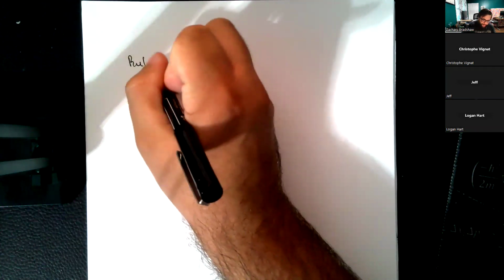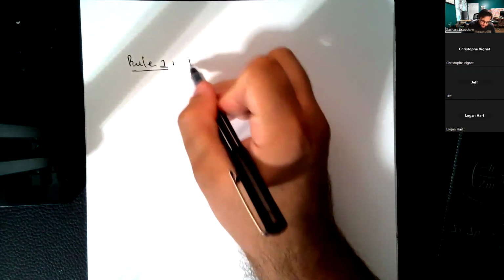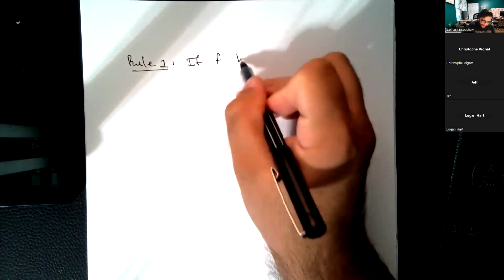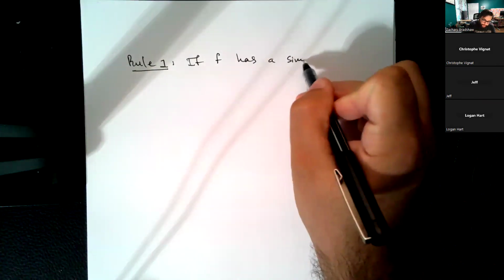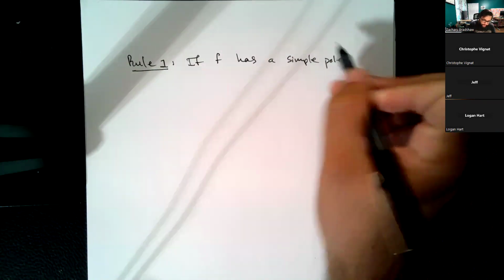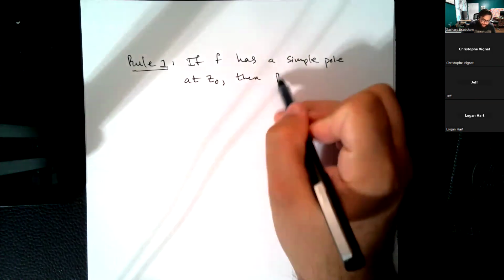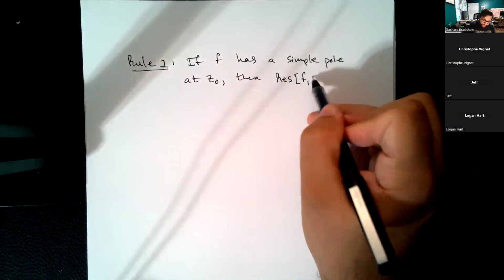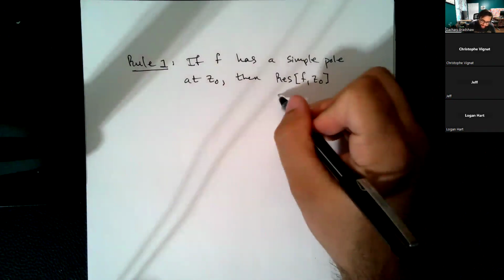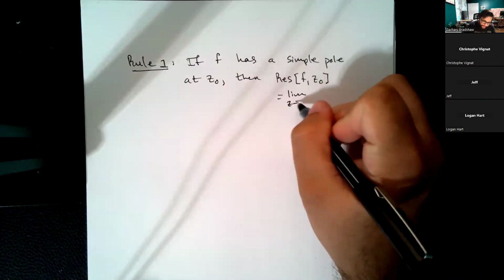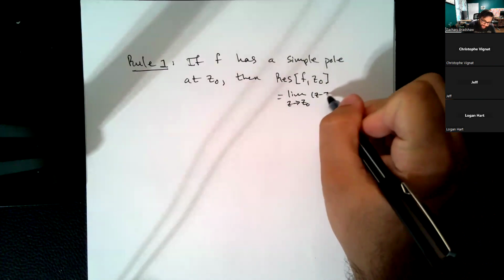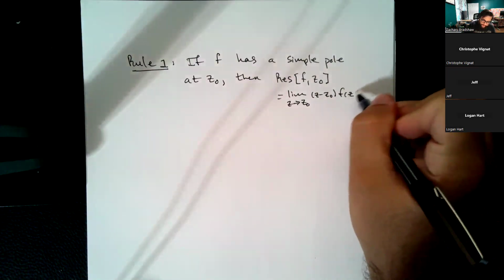All right. So before I get into the examples, let me give you a few useful rules for calculating residues. The first is that if f has a simple pole at z0, then the residue of f at z0 is just the limit as z goes to z0 of (z minus z0) f(z).